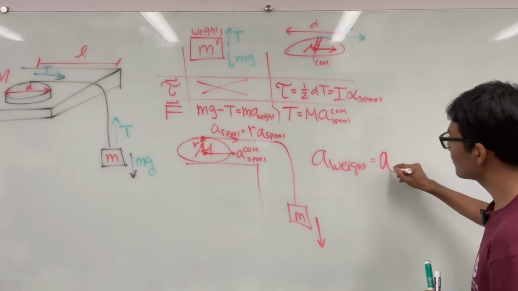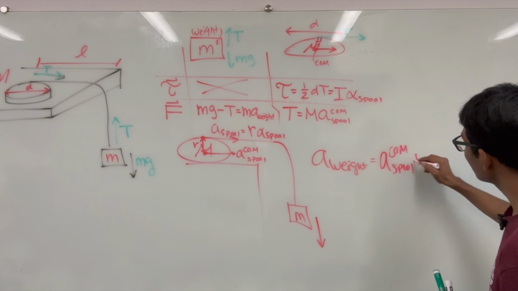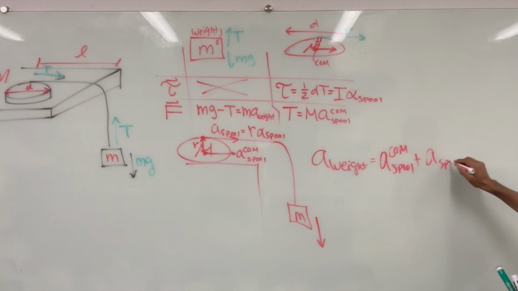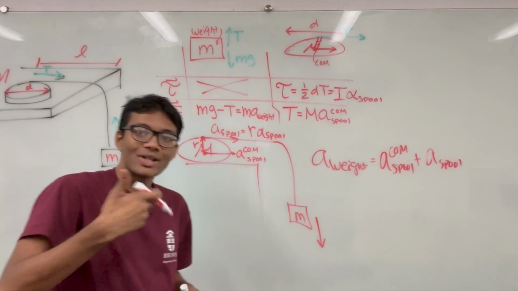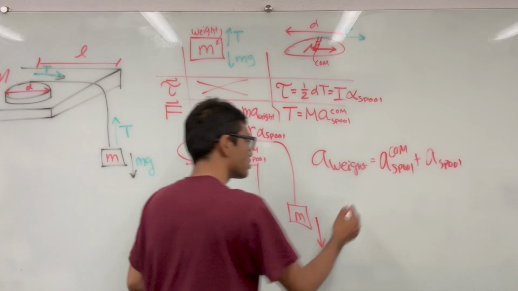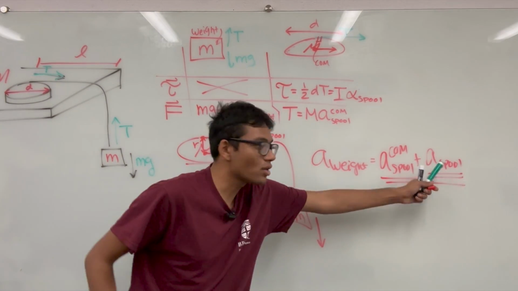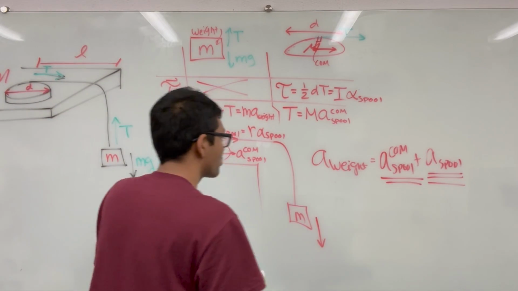So what I'm claiming right now is that the total acceleration of this weight right here is going to be the acceleration of the center of mass of the spool. But not only that, not only the center of mass, but also the acceleration due to the spool itself, due to the spool unwinding. That rotational motion also has to count for something. Now don't forget, we have translational motion, yes, but rotational motion is also a must. It must be considered in this problem to give you the correct answer.